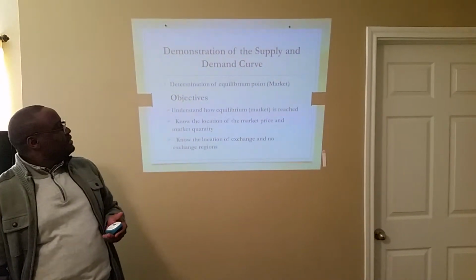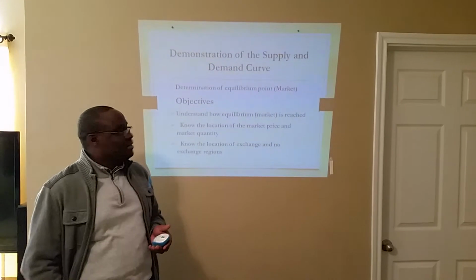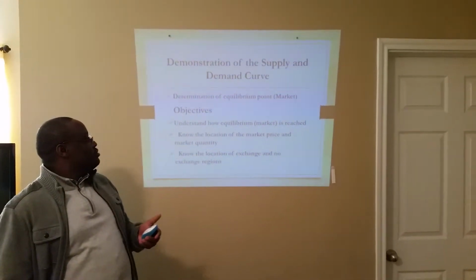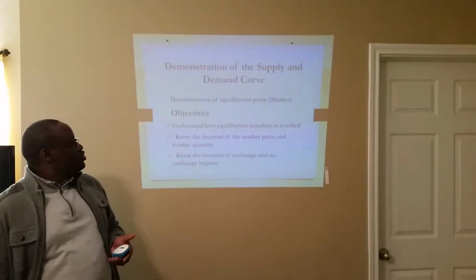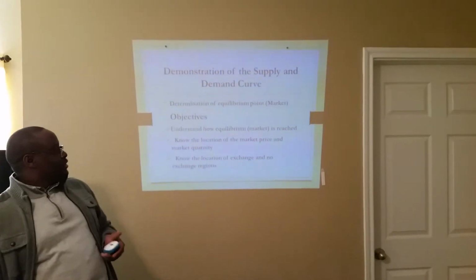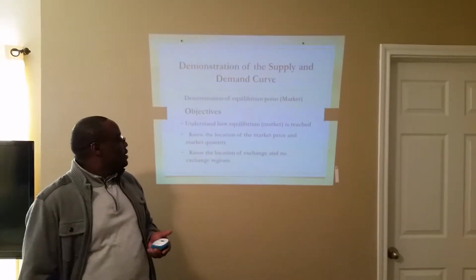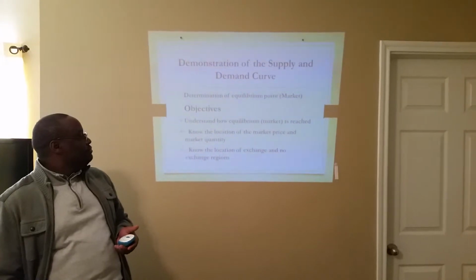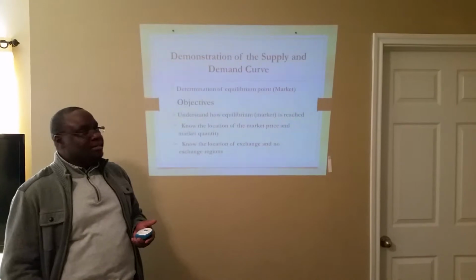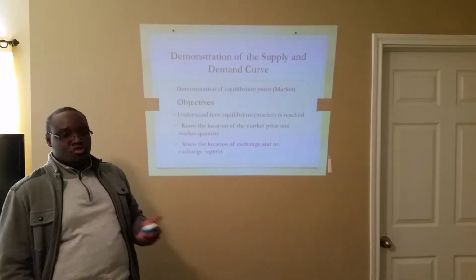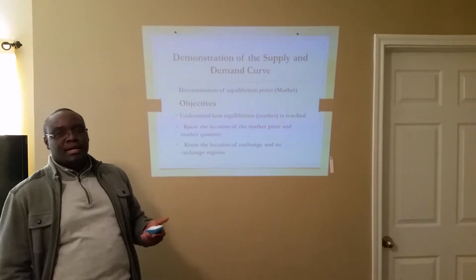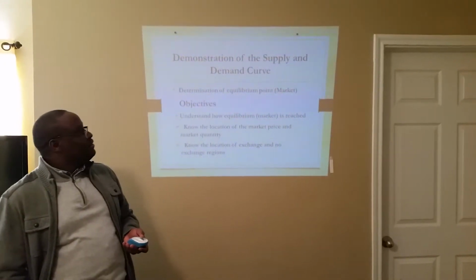So our objectives for this class is to understand how the equilibrium is reached, or how that market price and market quantity are reached. We also want to know the location of the market price and the location of the market quantity. The other thing we need to know is that equilibrium price and quantity can always tell us when a trader can exchange a good or a service with the buyer of that service.